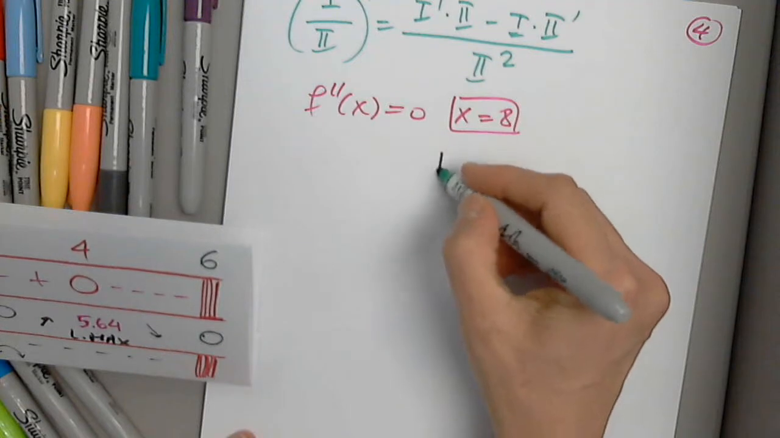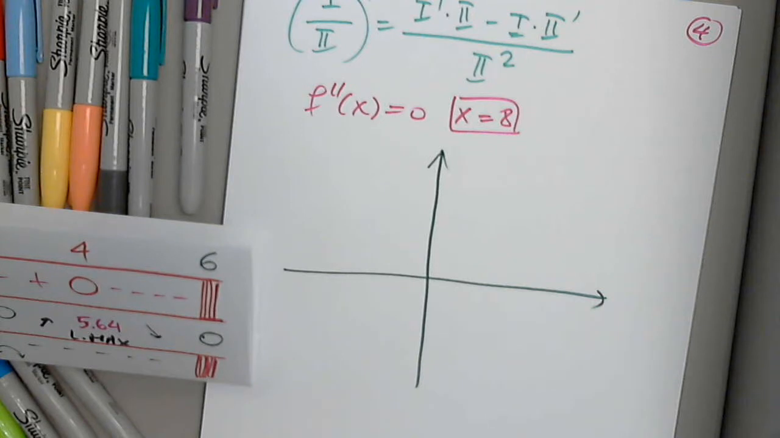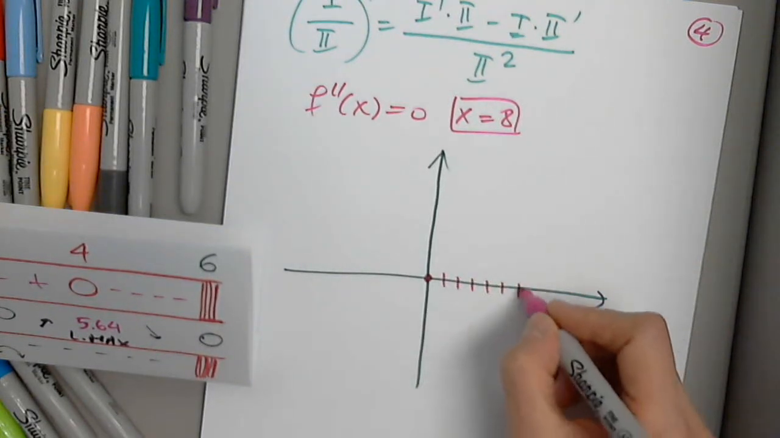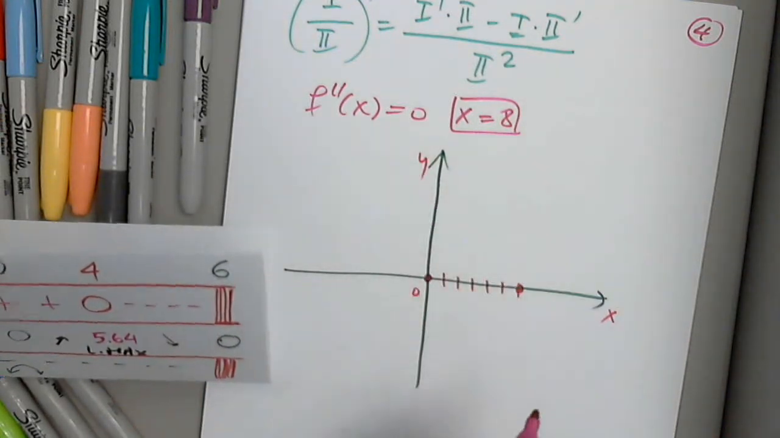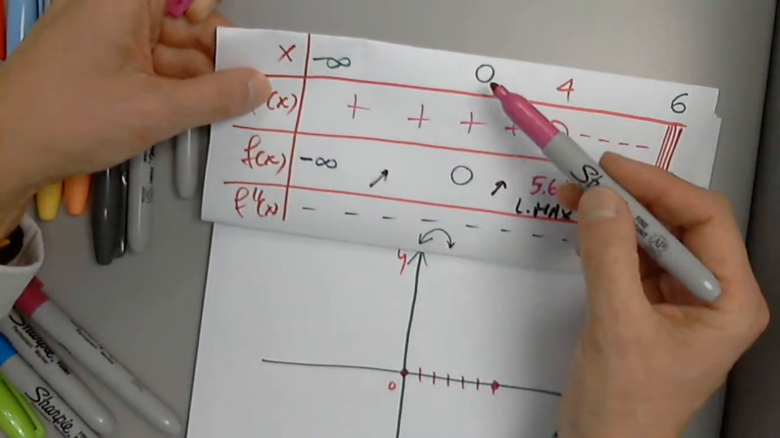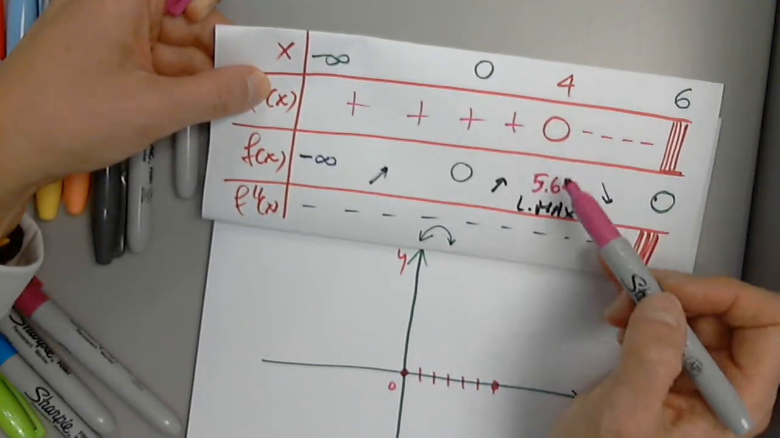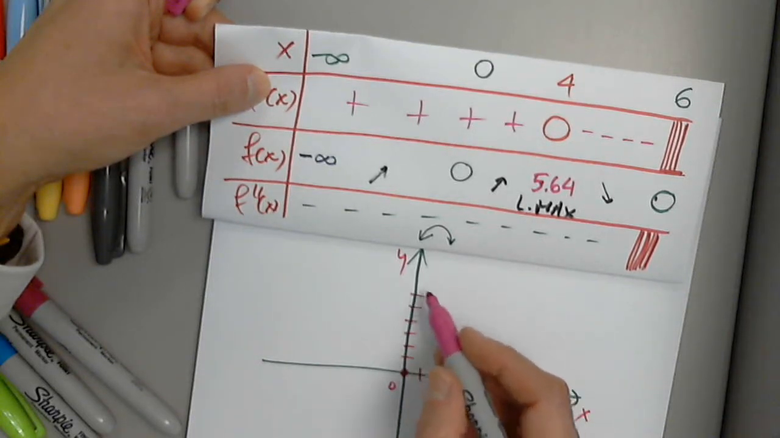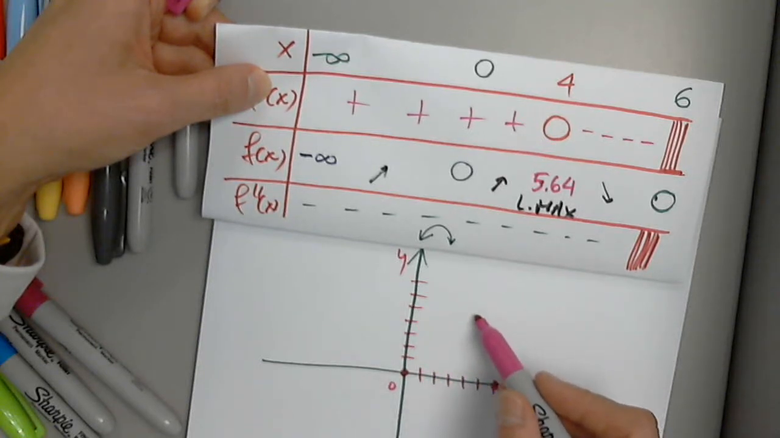Let's draw the coordinate system and plug in the points we have: 0, 1, 2, 3, 4, 5, 6. One more time, ready? I have the point (0, 0). I have the point (6, 0). Now I have to plot the point (4, 5.6): 1, 2, 3, 4, 5, 6, 7. So (4, 5.6).